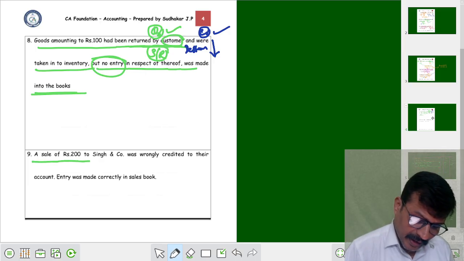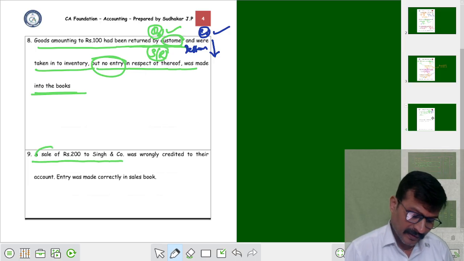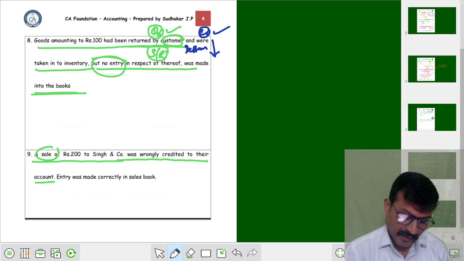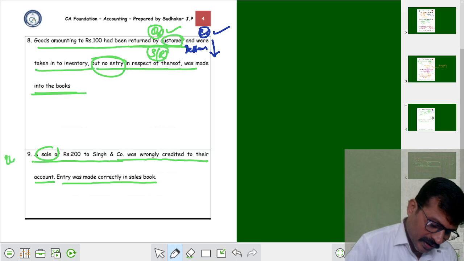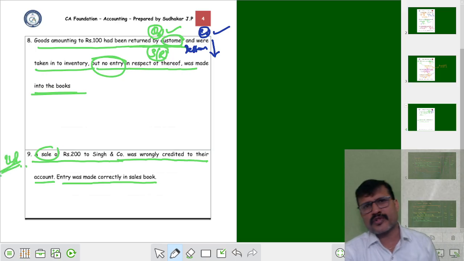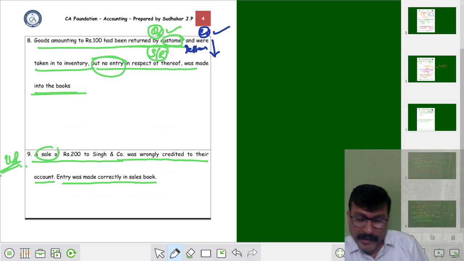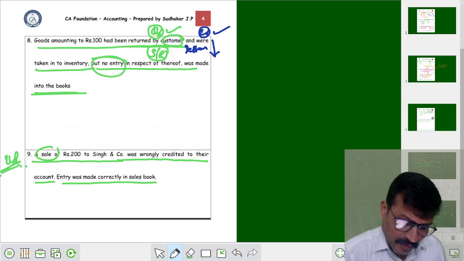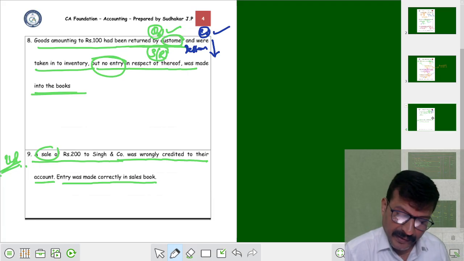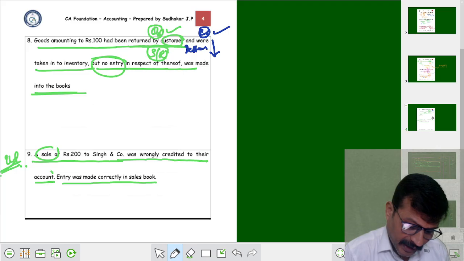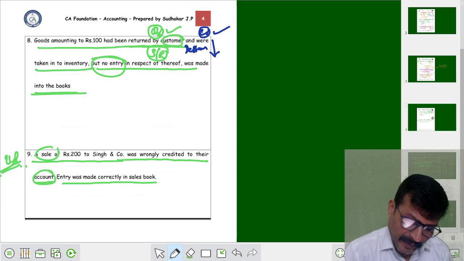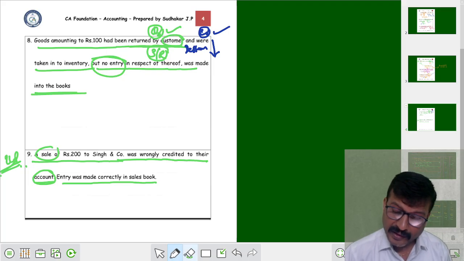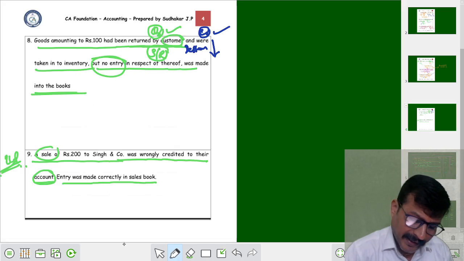A sale of 200 to Singh and Company was wrongly credited to their account. Entry was made correctly in sales account. Another important concept, most important. Be careful. A sale of 200 to Singh and Company wrongly credited to their account. However, the sales entry was made correctly in the sales book. How is the entry made? Entry was made correctly in the sales book.